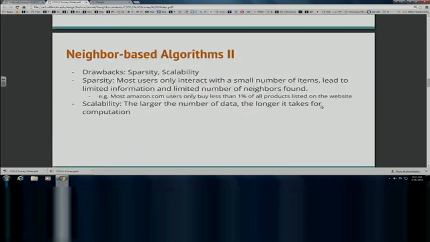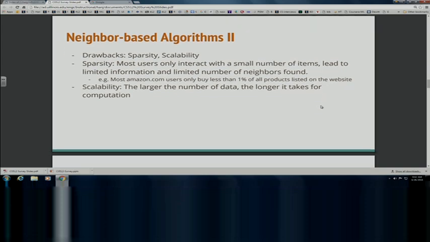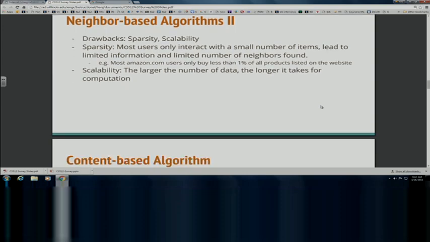This widely used algorithm also has some drawbacks: sparsity and scalability. Sparsity means that most users only interact with a small number of items from the database. Like on Amazon, users maybe buy less than 1%. So you may not get good predictions based on this. And scalability means that nowadays more and more data exist in the databases, so running this algorithm takes longer and longer to compute.